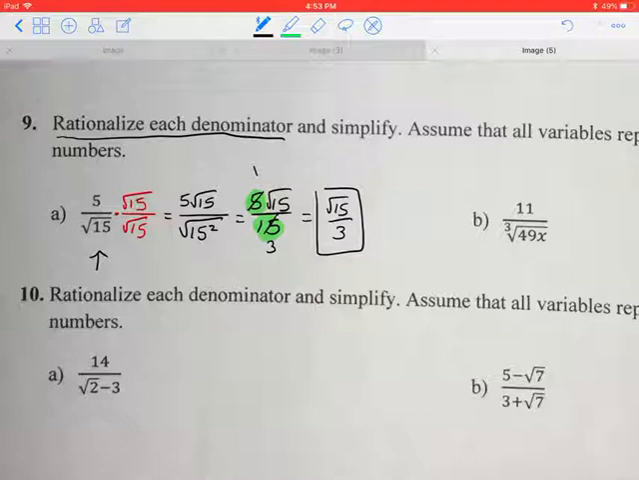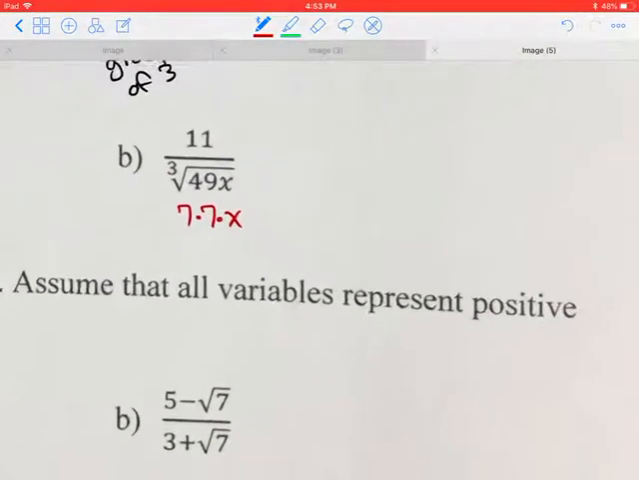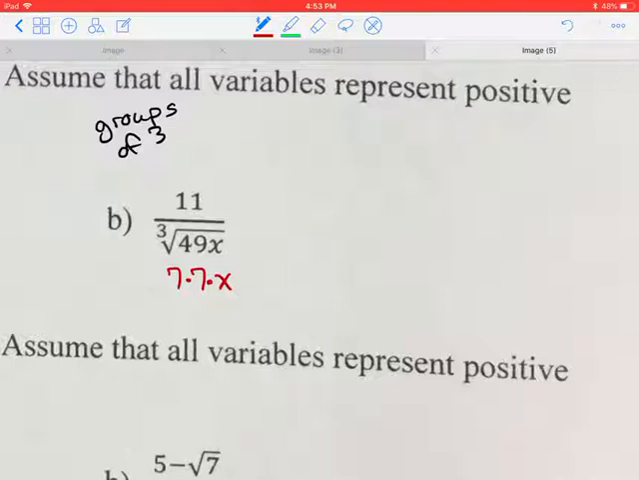Now for part B, this one is a little bit harder because it's a cube root. So for this one to get a perfect cube, I need everything to be in groups of 3. So if I go ahead and break down what I have, 49x, which is 7 times 7 times x. So what I'm thinking is let me move that. I have 2 7s, and so what I need are groups of 3. So when I pick what to multiply by, it does need to be a cube root.